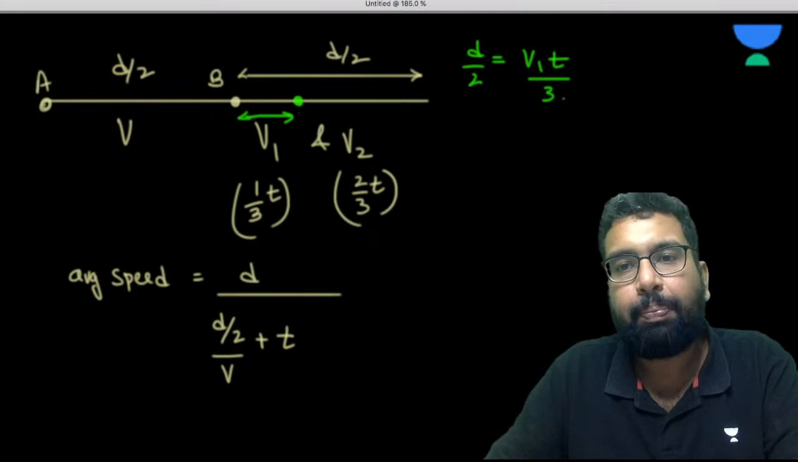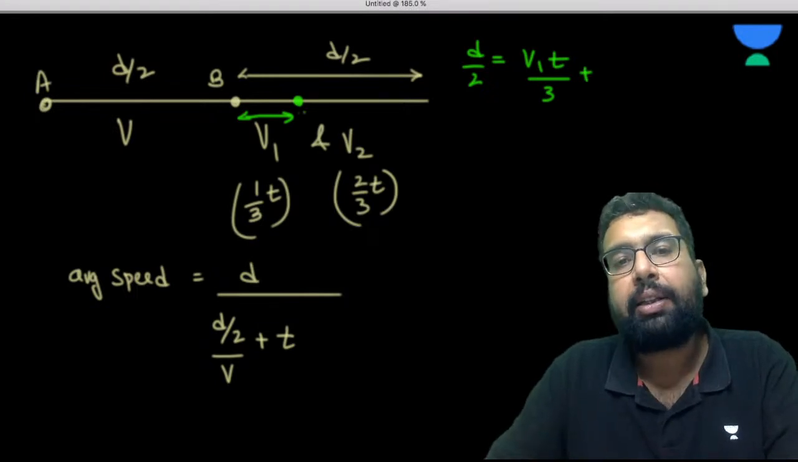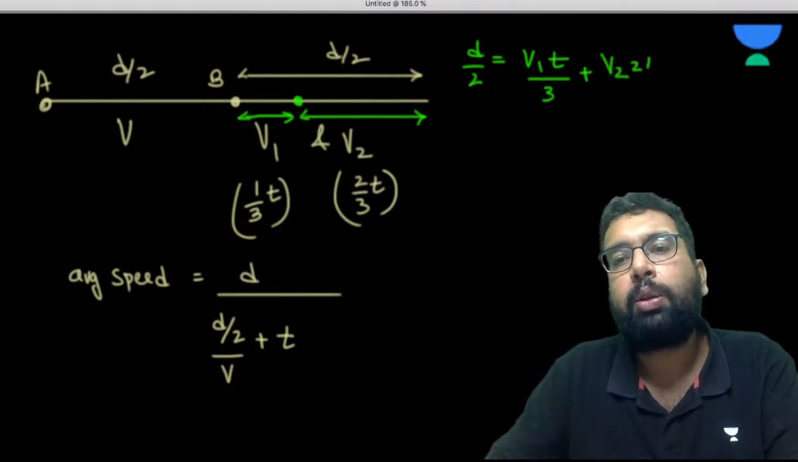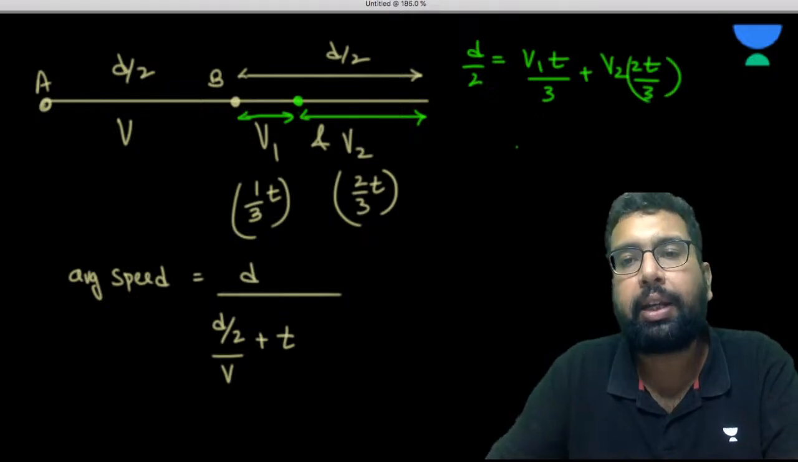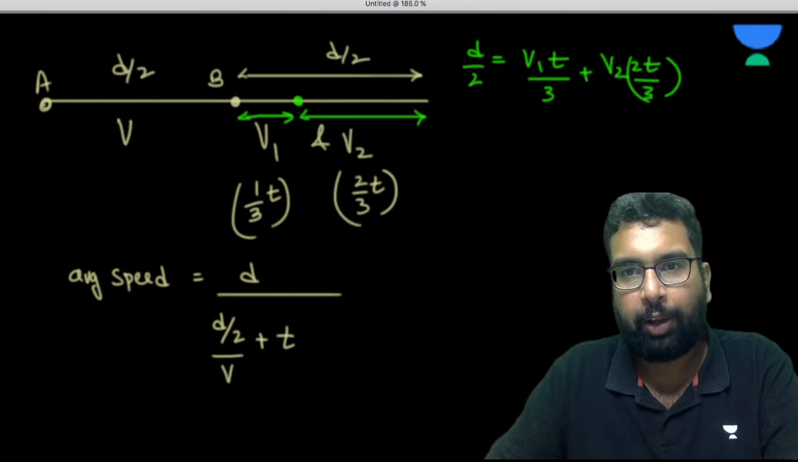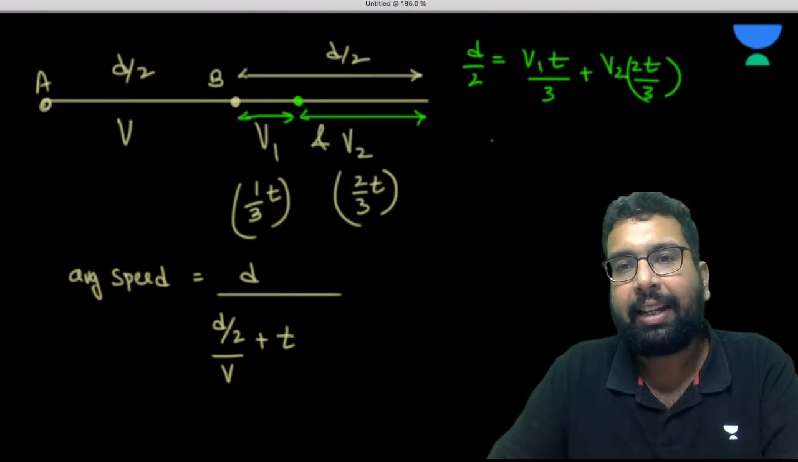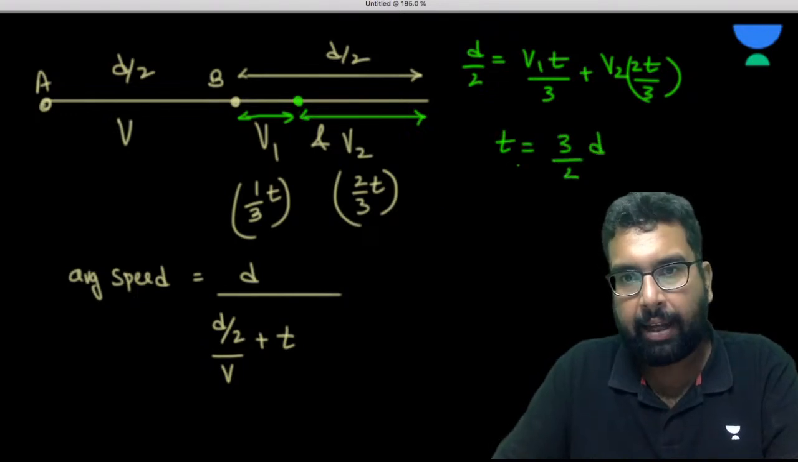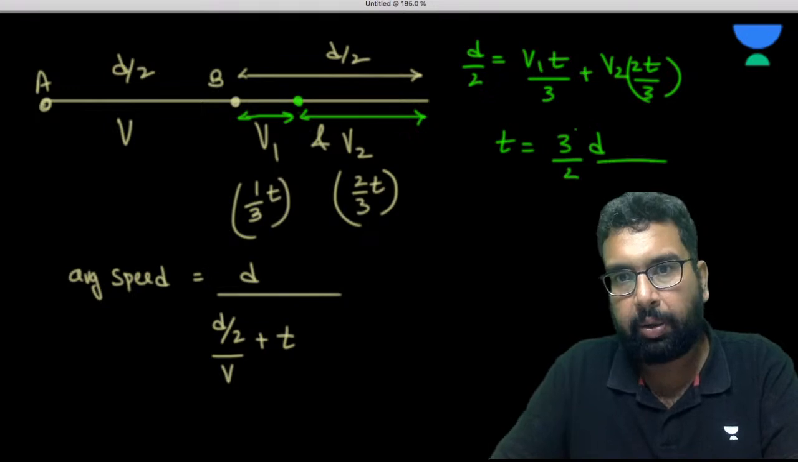Then plus, what is the distance from this point to this point? Sir, he is moving with a speed of v2 and the time he is taking is 2t by 3. So from here, again I can get this t. So what is going to be t? It is going to be 3 by 2 of d upon v1 plus 2 times v2.